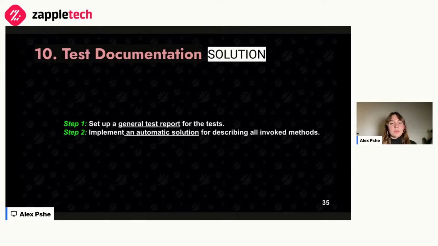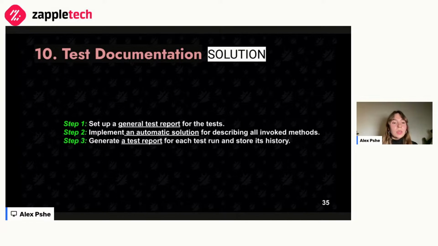Also, we can implement an automatic solution for describing all methods. So what does it mean? In all test cases, we use the same methods, some basic methods for API or for UI tests. So we should create some proxy which will automatically describe all these methods or parameters which we use, and add it directly to the report.